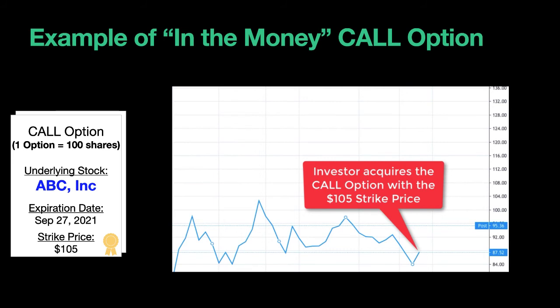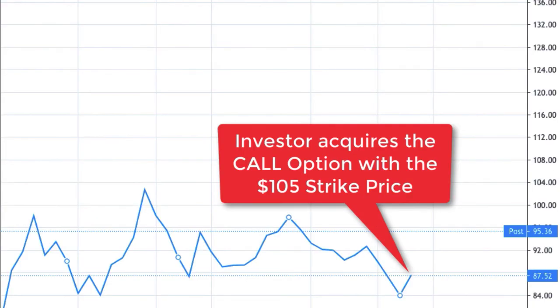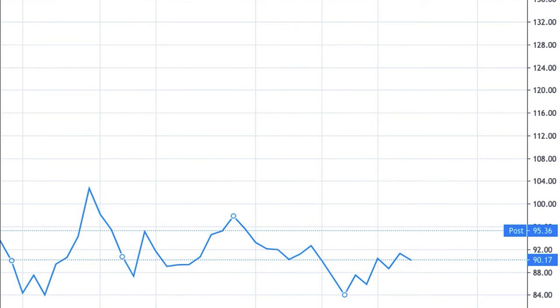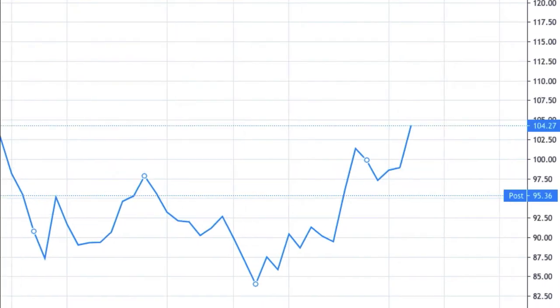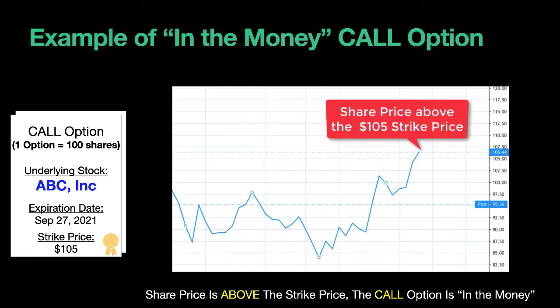And in this last example, we're going to show a call option that finishes in the money. So that's when the share price is above the strike price, and so the call option is considered in the money. For this example, we can see here that the investor acquires the call option with the $105 strike price at this point here. So now let's watch the stock price as it climbs above the $105 strike price. With the share price over the $105 strike price, our option is now considered in the money. And as we can see from the chart, the share price is $106.44, which is well above the $105 strike price. So the call option is in the money.